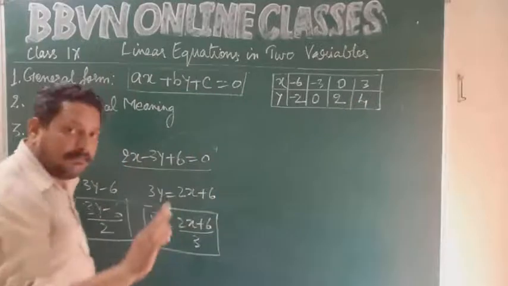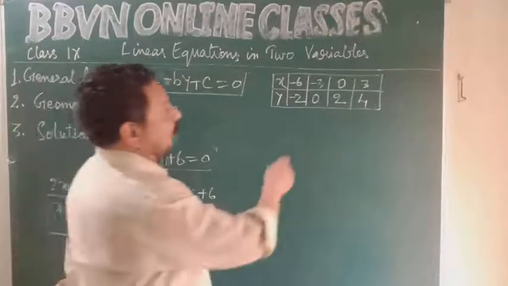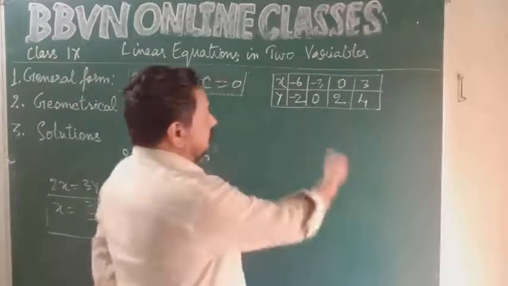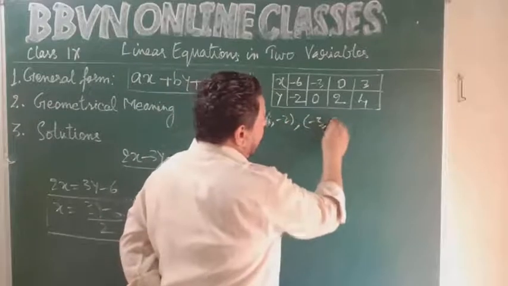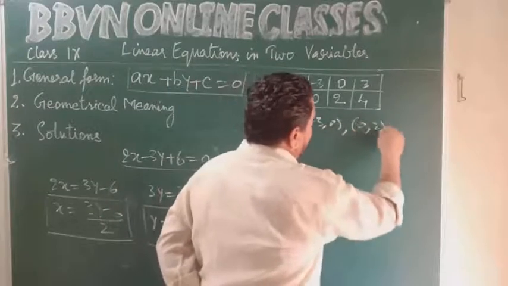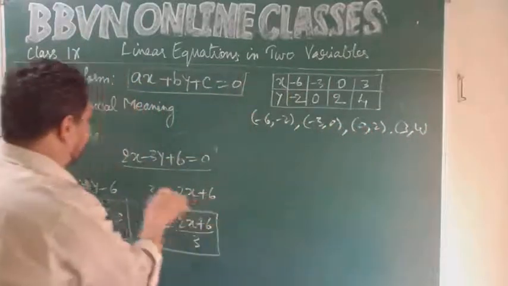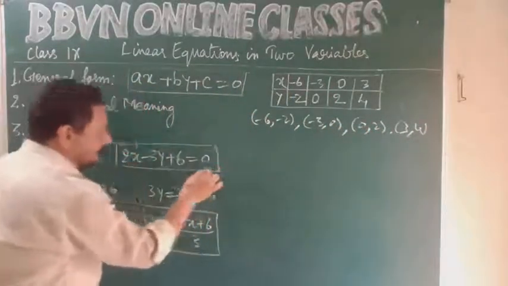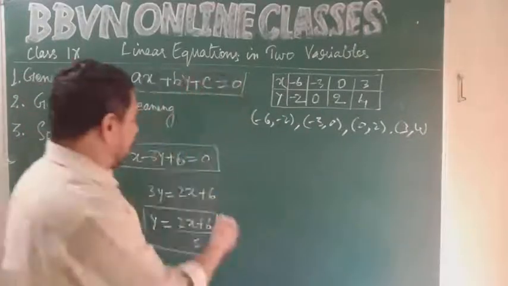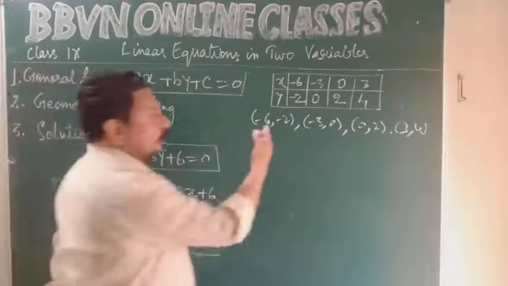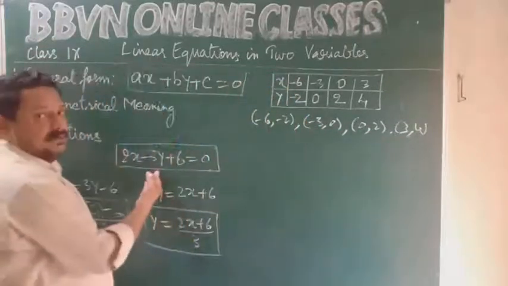Right? So no matter whether you express x in terms of y or y in terms of x, ordered pairs will be same. So these are the points: minus 6 comma minus 2, minus 3 comma 0, 0 comma 2, 3 comma 4. These points lie on this particular line. Not only these points, there are infinite such points which lie on this particular line. So all these points are the solution to the given linear equation.